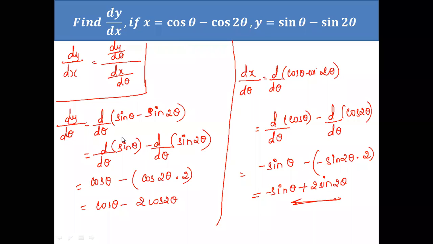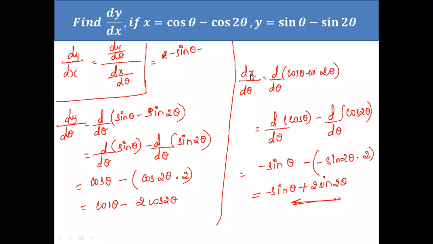So your answer should be, I'll just write it as it is, minus sine theta. Sorry, what was dy/dx? You just substitute the values, and that gives you the answer. So just substitute dy/d theta and dx/d theta. That is your answer. Can we move on to the next question?